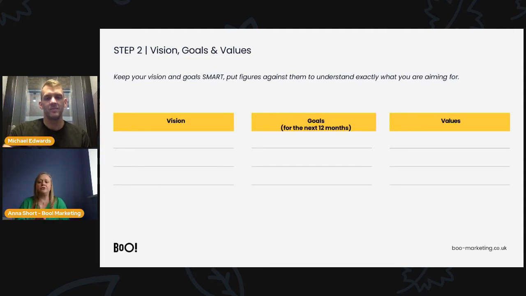You might want to have business premises. You might want to have more than one office. You might want to have X number of people working for you within specific operational areas. So note those down as that big vision, that big picture thinking. And then from there, what are the goals for the next 12 months?